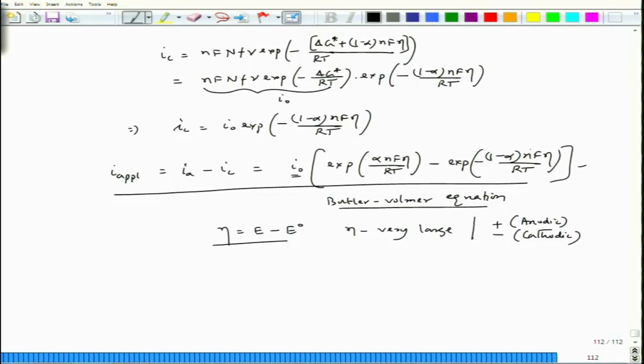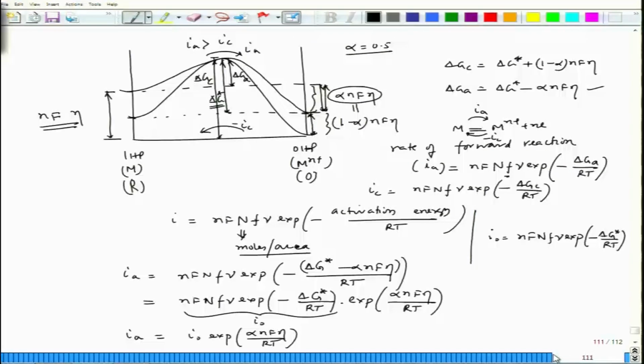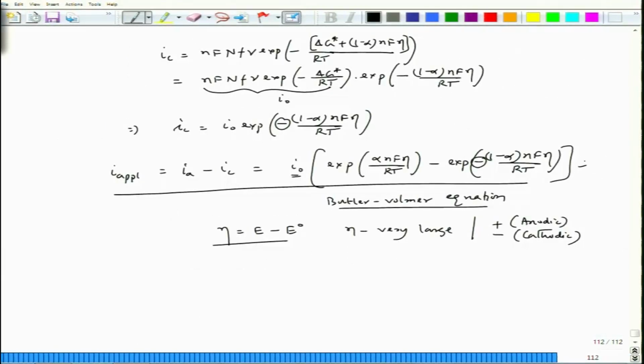Interestingly, there is a negative sign here and a negative sign here. That means the potential goes down from the reversible non-corroding potential. In the anodic case, where we have a positive sign in front, it indicates that the potential goes up from the reversible potential. But if I look at this equation, let us say eta is a large positive value.